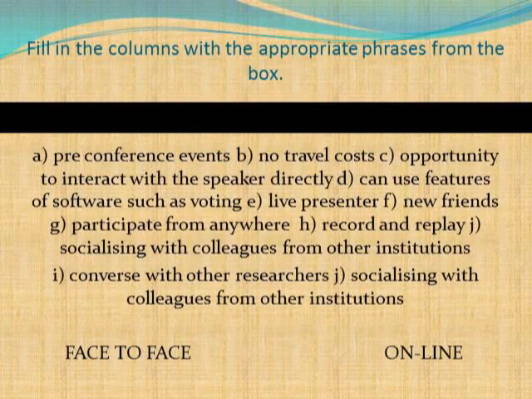So, in our next presentation, there are exercises. You should fill in columns with the appropriate phrases from the box. A. Pre-conference events. B. No travel costs. C. Opportunity to interact with the speaker directly. D. Can use features or software such as voting. E. Leave presenter. F. New friends. G. Participate from anywhere. H. Record and replay. I. Socializing with colleagues from other institutions. J. Converse with other researchers. You should find face-to-face and online.